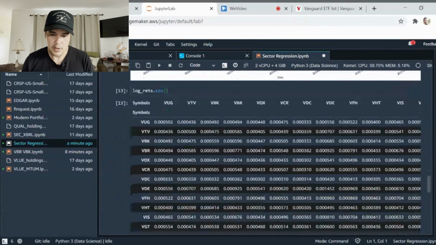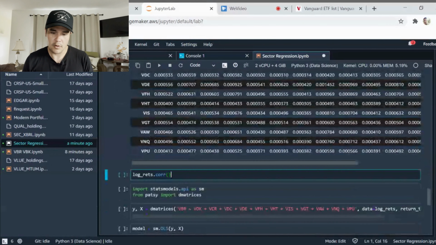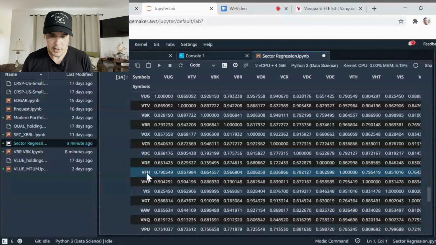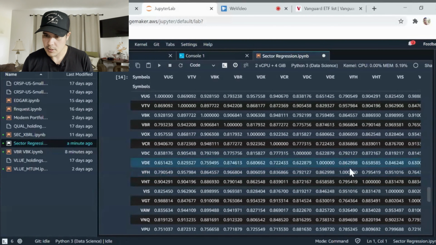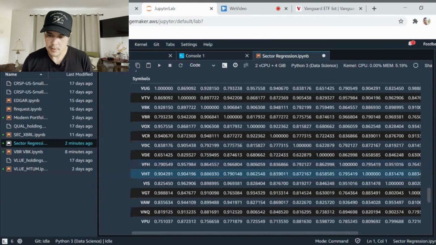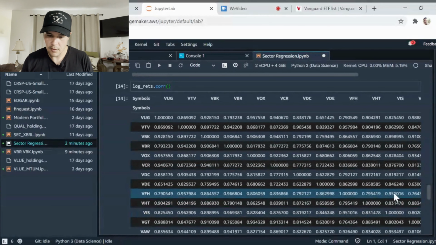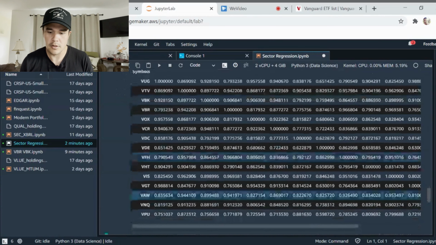Let's look at a covariance matrix, but remember, covariance is hard to interpret, so we have a correlation matrix so we can look at relationships. For example, VFH, which is financials, how does that relate to healthcare, which is VHT? It has a correlation of 0.79. Okay, so fairly strong. It looks like industrials and financials have a much stronger correlation of 0.95. So you can get some idea of the correlations of these different sectors over the past year in 2020.